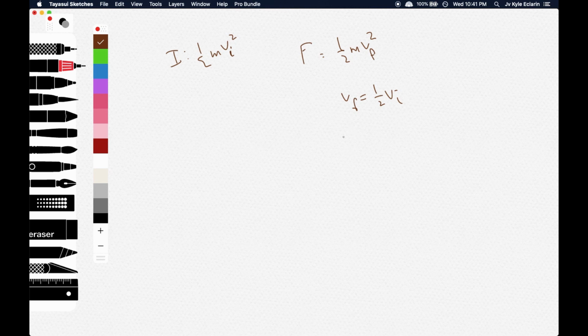Now, it's asking for the ratio of the final energy to the initial energy. So it's asking for final over initial, looking for the ratio. Ratio is another word for fraction. All we have to do is sub all of these values in. So this is 1/2 m vf. So we already know that vf is equal to 1/2 vi squared. So we could just sub this in to here.